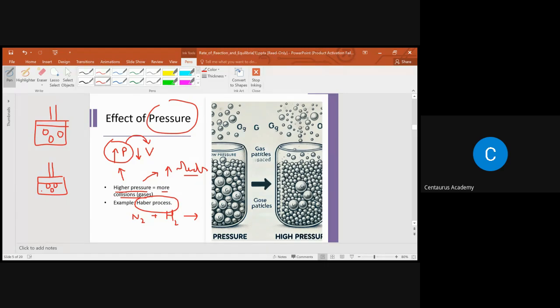So when the frequency of collisions increases, the rate of reaction increases. We can also say that the pressure and the rate of reaction are directly related to each other. Increasing the pressure increases the rate of reaction, and decreasing the pressure would decrease the rate of reaction.